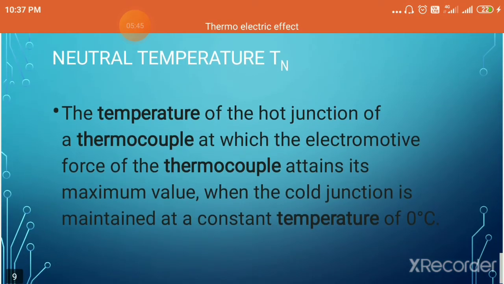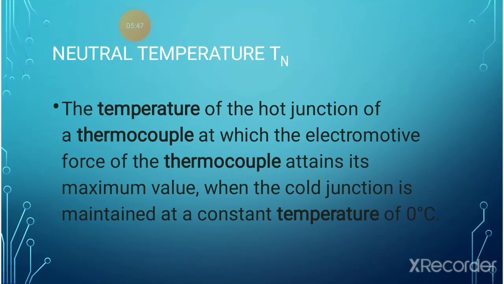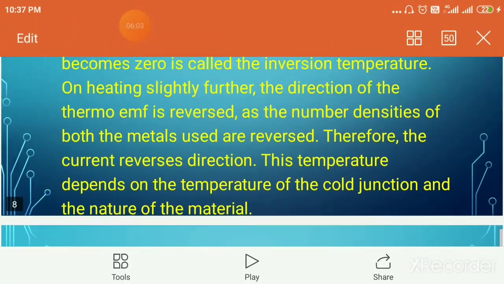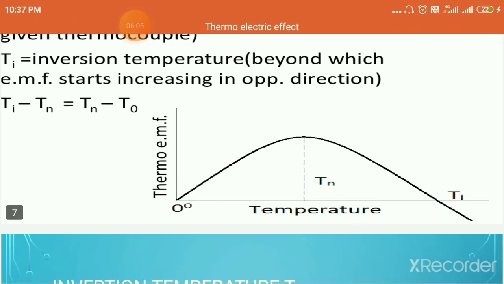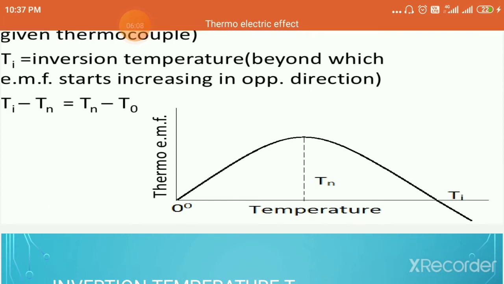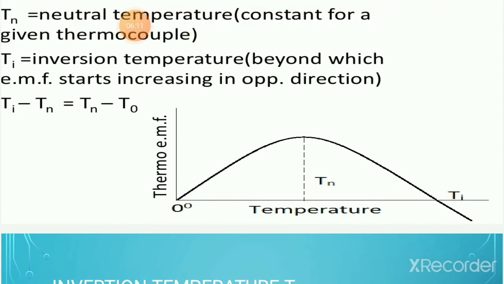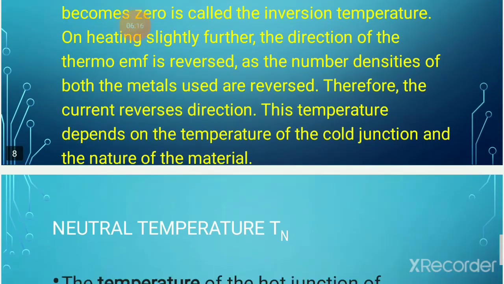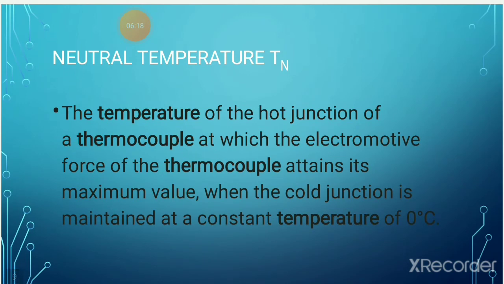Next, the neutral temperature. It is the temperature of the hot junction of a thermocouple at which the electromotive force of the thermocouple attains its maximum value when the cold junction is maintained at a constant temperature of 0 degree centigrade. In the graph shown here, at the neutral temperature the EMF is maximum. These are the definitions of neutral temperature and inversion temperature, and they are very important from the examination point of view.